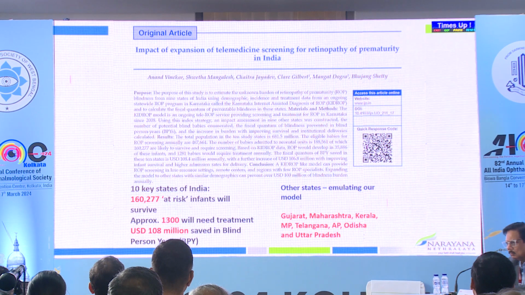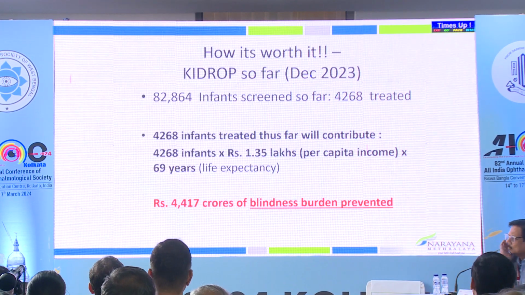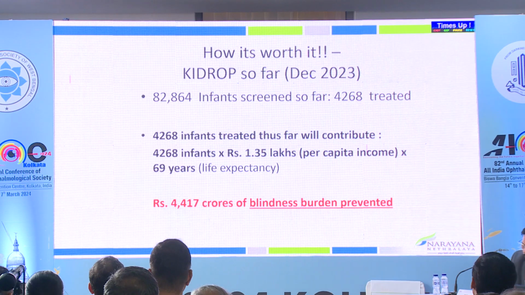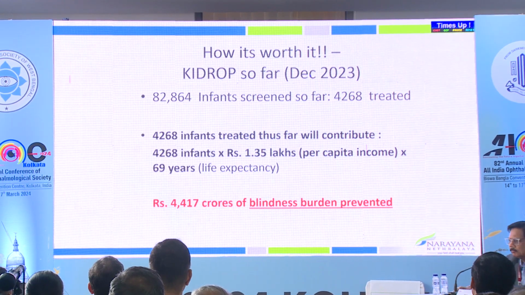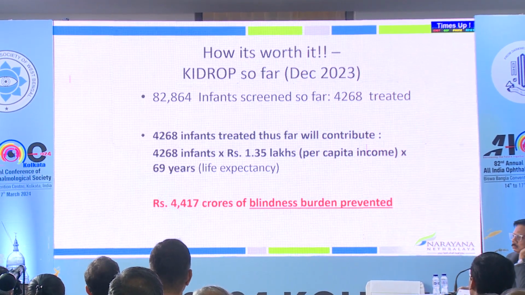This is a publication where we said, if 9 other states which have a high ROP burden are going to follow the KidROP model, what is the amount of blindness you can prevent? And that is calculated by the number of babies prevented from blindness, times the life expectancy, times the per capita income. And India is only getting richer, stronger, and healthier. And at least in the Karnataka model, it's over 4,000 crores of rupees that we've prevented. And this will be 10x more if we continue to do it in other states.